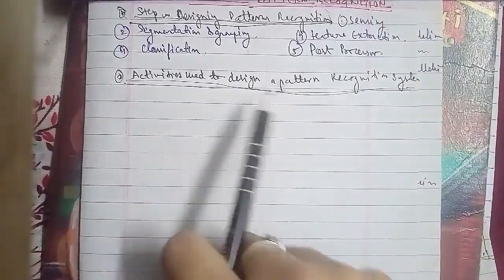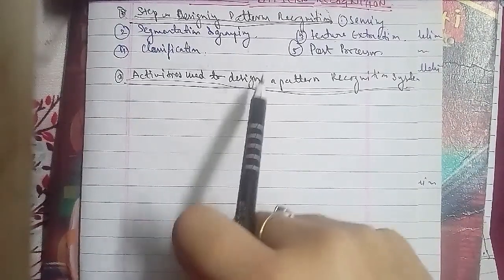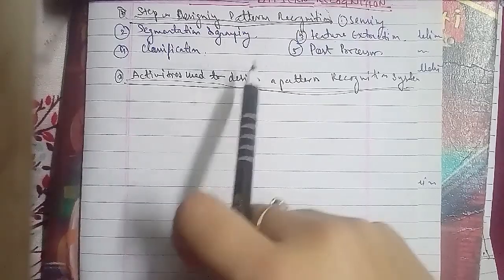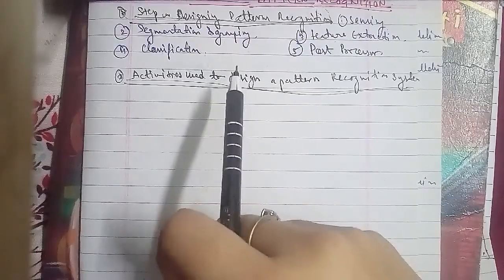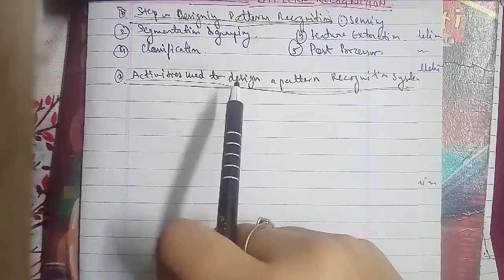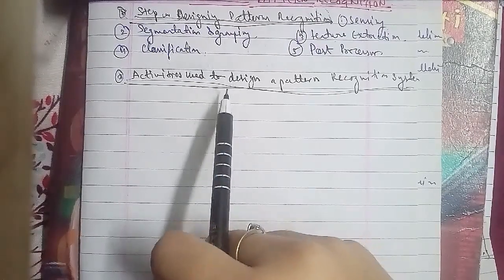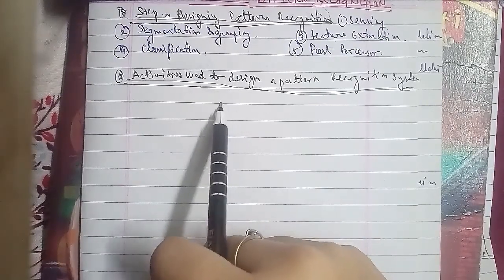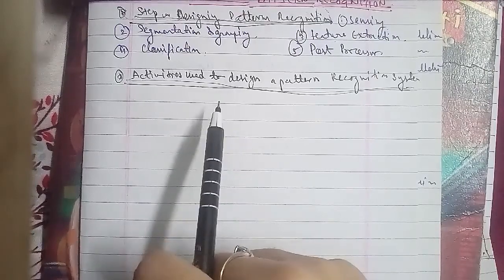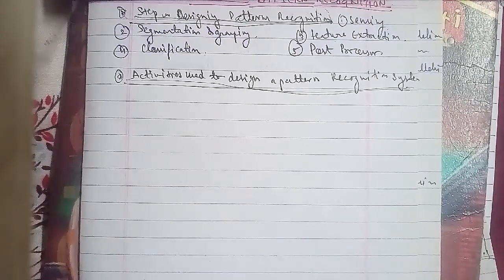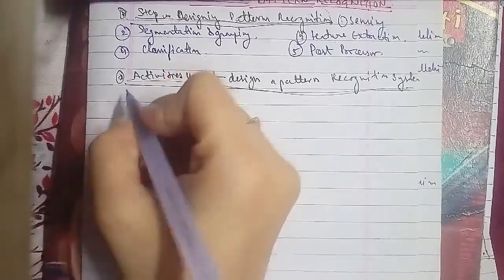In this case, the design of the pattern recognition system usually entails the repetition of a number of different activities like data collection, feature choice, model choice, training and evaluation as well. We'll go into the detail, as I told you about the architecture as well. So first we'll discuss data collection.